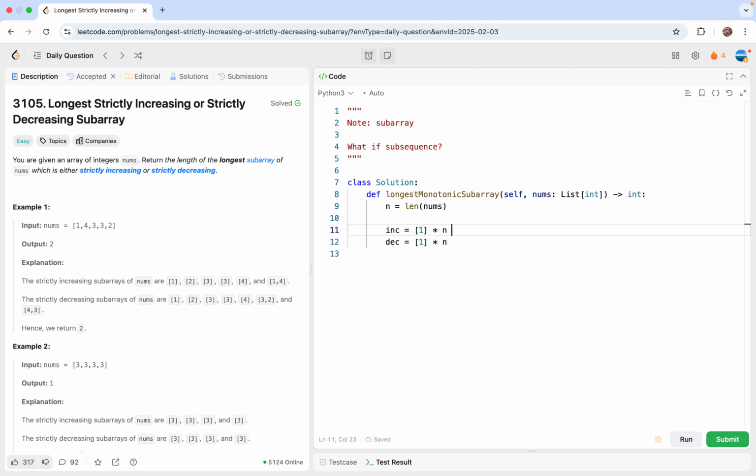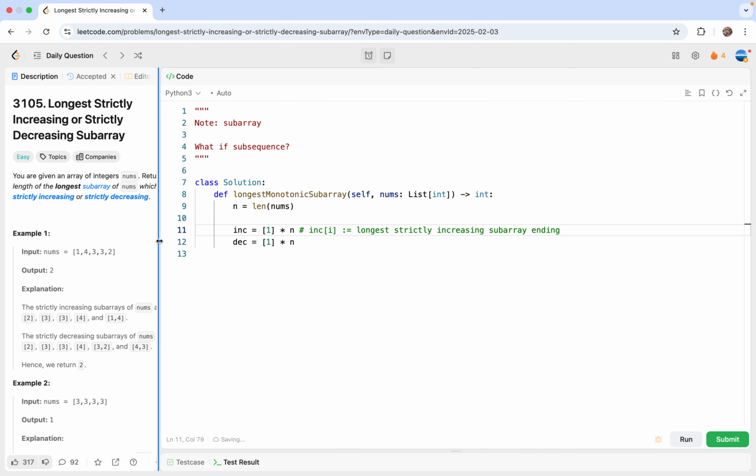Here inc[i] means the longest strictly increasing subarray ending at index i. Similarly, you can interpret dec[i]. It means the longest strictly decreasing subarray ending at index i. Then finally, we just need to return the max of this array, the max of these 2, the larger of the 2, I would say.